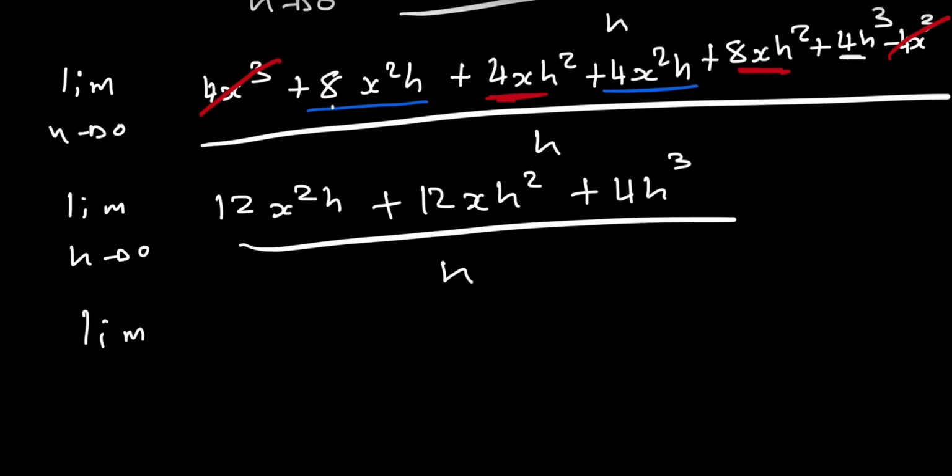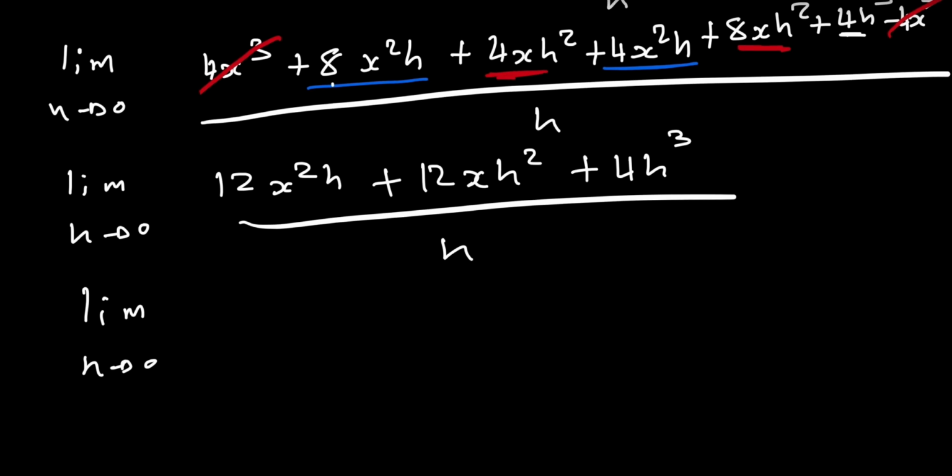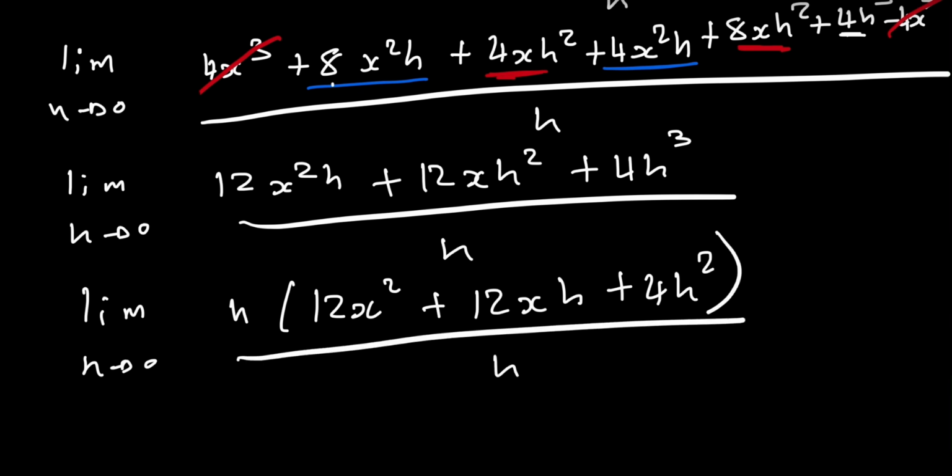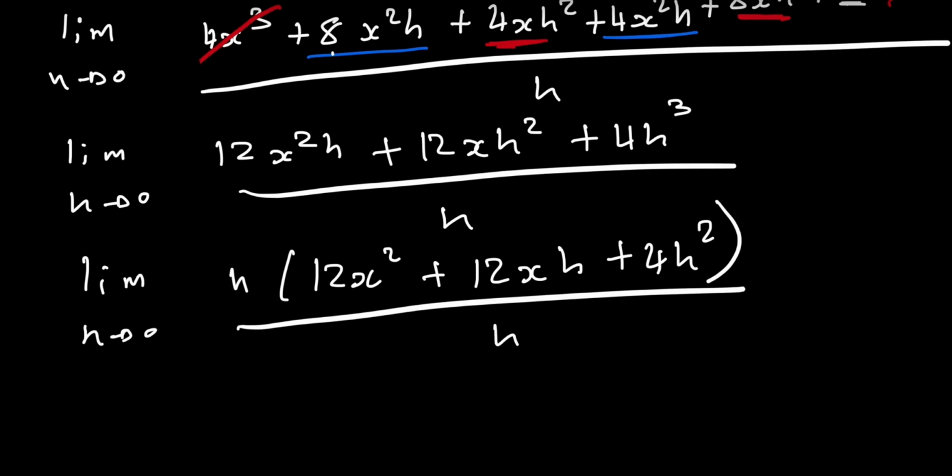So we keep on writing the limit as h approaches 0. At the top, the common factor will be h. Then we have 12x squared plus 12xh plus 4h squared, if you take out h as a common factor at the top.